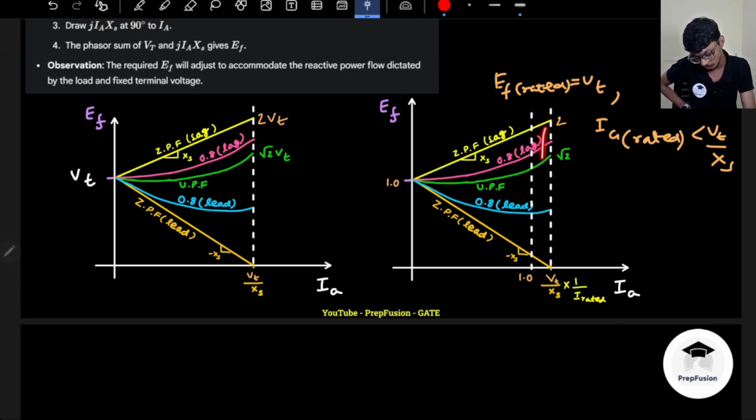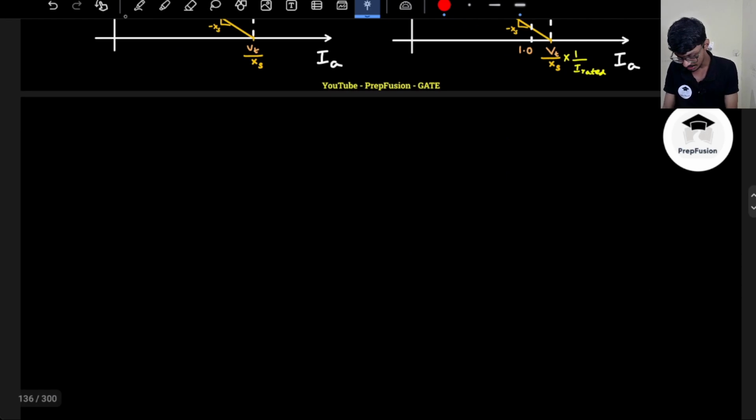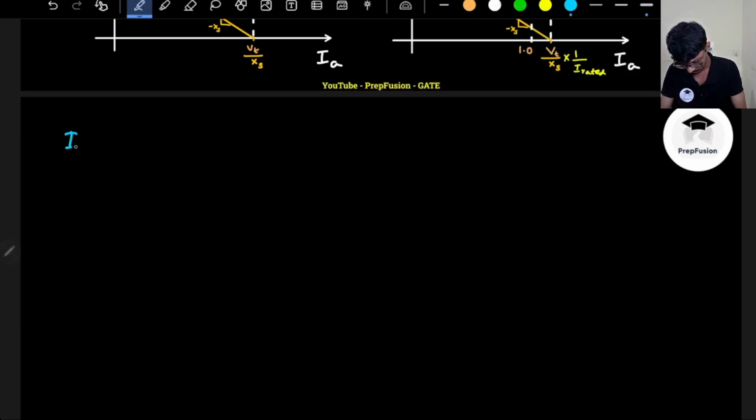Okay, so as I go downwards, it will go from lagging to leading. So in case of lagging load, what I am observing is that for the voltage EF, I have to provide more excitation. Does it intuitively make sense? So let's try to understand it intuitively. Intuition. And this portion is the most important one.